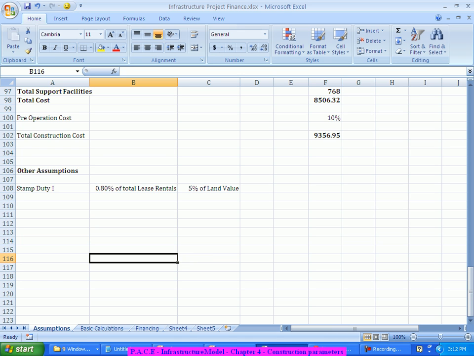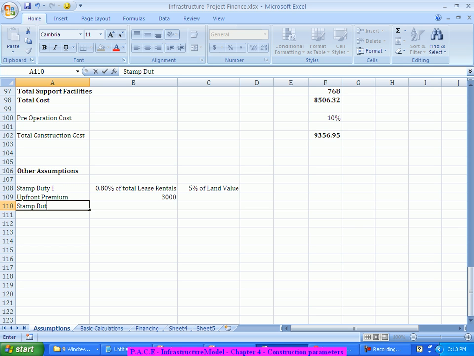So we have computed the total lease rentals already. So we have to see what should be the stamp duty 1, and he is saying whichever is higher. Then he is saying stamp duty 2 is 5% on the upfront premium to be paid by the developer. Developer is paying an upfront premium of 30 crores, so upfront premium is directly mentioned as 30 crores or 3000 lakhs. So based on that, stamp duty 2 is 5% of that upfront premium.